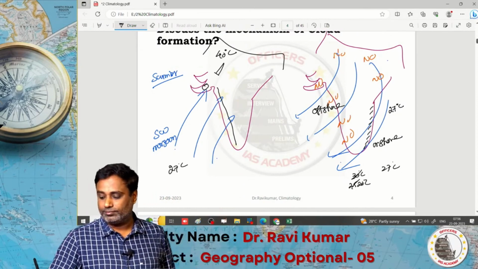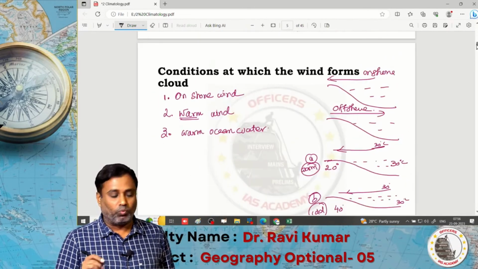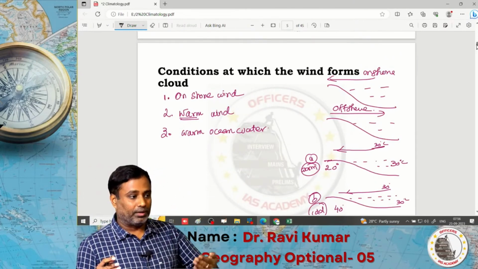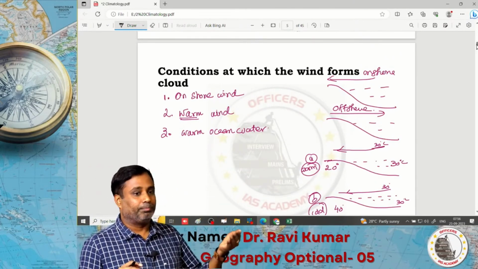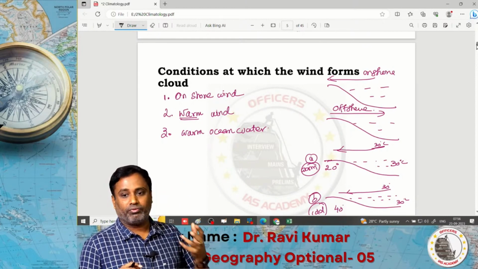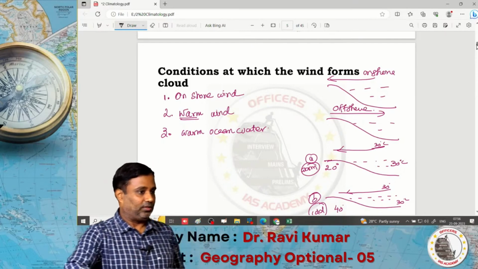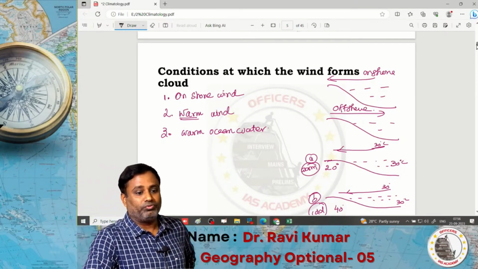Second one, which is a warm wind system. The temperature of the wind system should be warmer than the land. That's the second primary factor to get a cloud from a wind system. Not every wind that blows will give rain, correct? So there should be conditions. These conditions should be fulfilled.